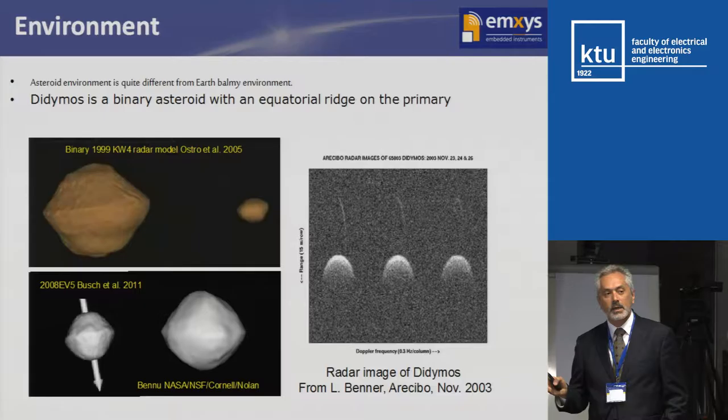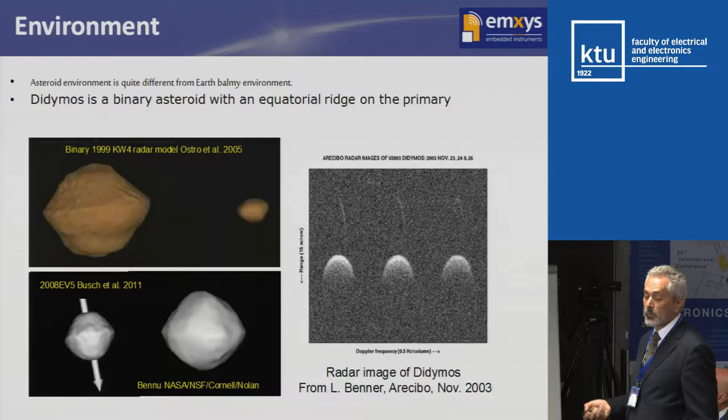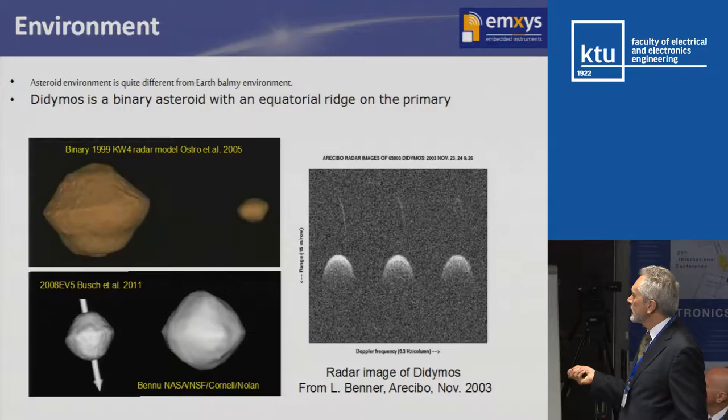But this is what we know. Practically what we know about the asteroid is just a few things, just guess estimations on how it behaves. This is the only image that we have, which was obtained using a radar from the Earth. And what we imagine is that the asteroid has this shape. It's a little bit elongated on its equator.